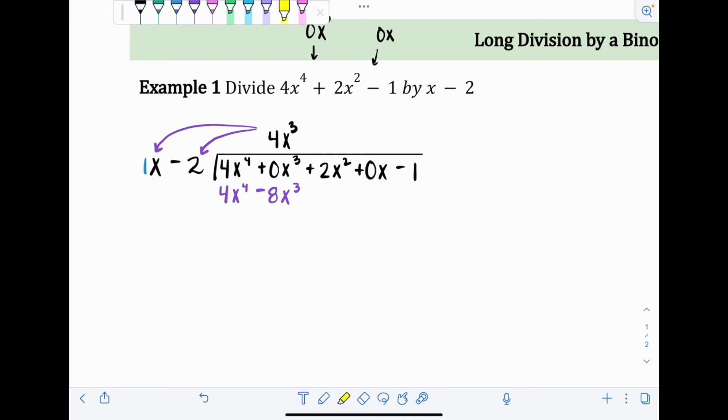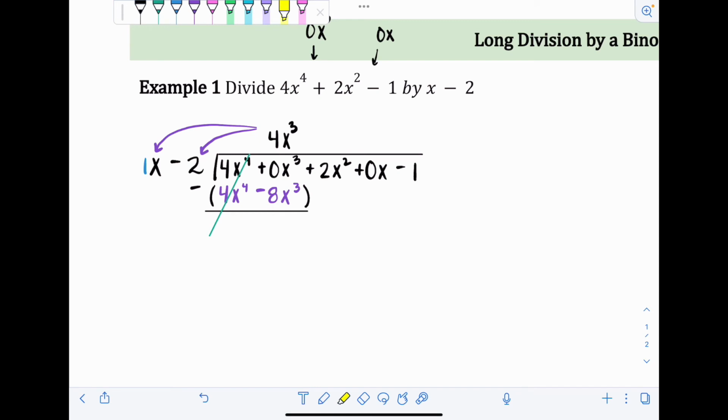You only need the first ones to be the same. We only have to cancel out that first term and move down to the next one. Okay, so now that we have it multiplied back through, now we're going to subtract. I recommend putting parentheses around this so that you remember to subtract each term, because it can be really easy to forget that. So 4x to the fourth minus 4x to the fourth is 0. So this cancels out, and you always want the first one to cancel out.